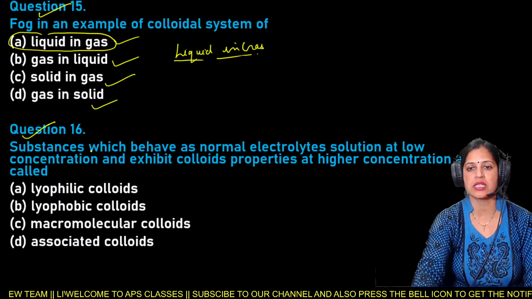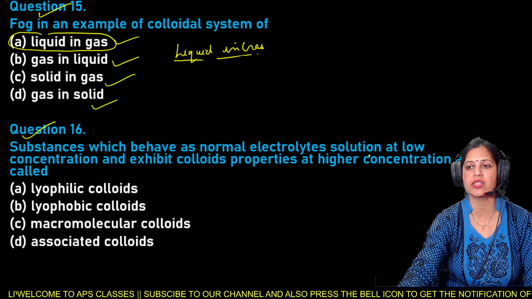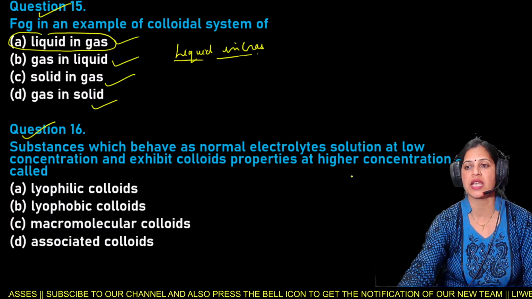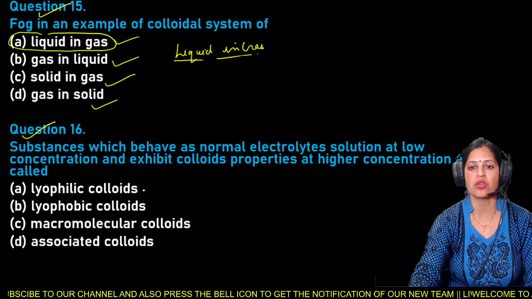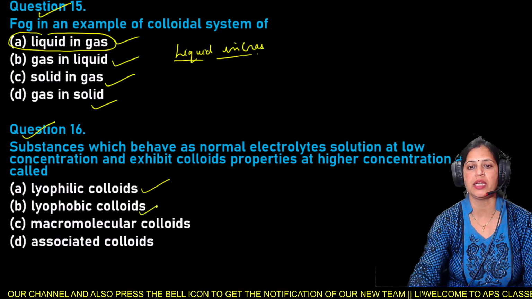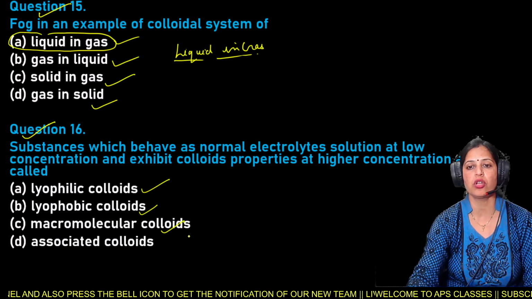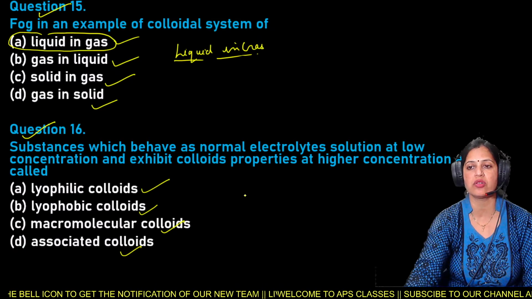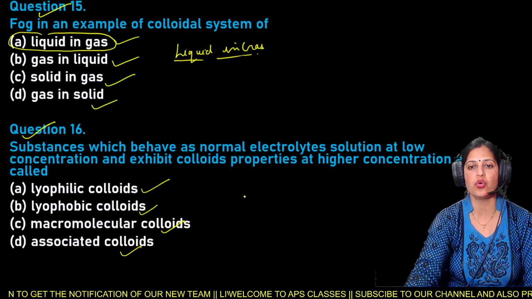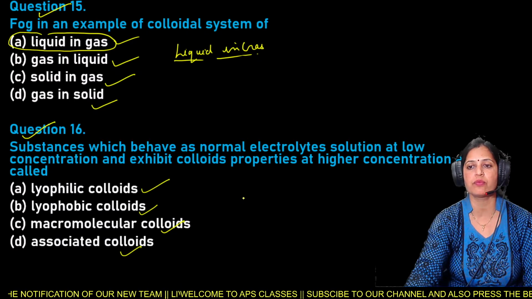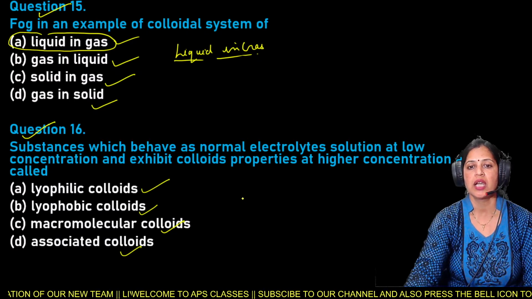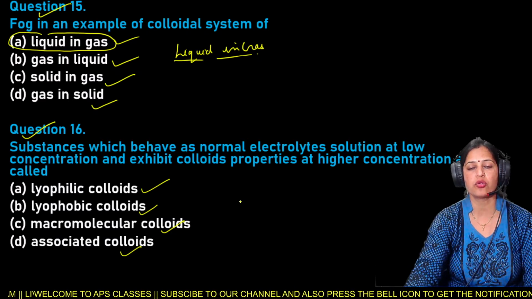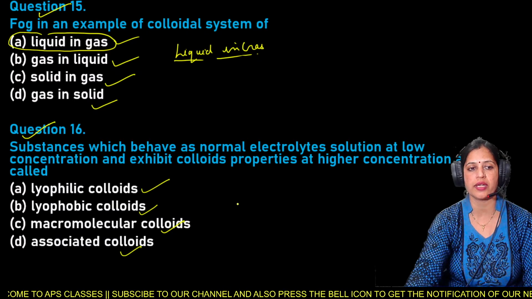Next is the question number 16. Substances which behave as normal electrolyte solutions at low concentration and exhibit colloids properties at higher concentration are called as, options are A, lyophilic colloids, B, lyophobic colloids, C, macromolecular colloids, and D is associated colloids.